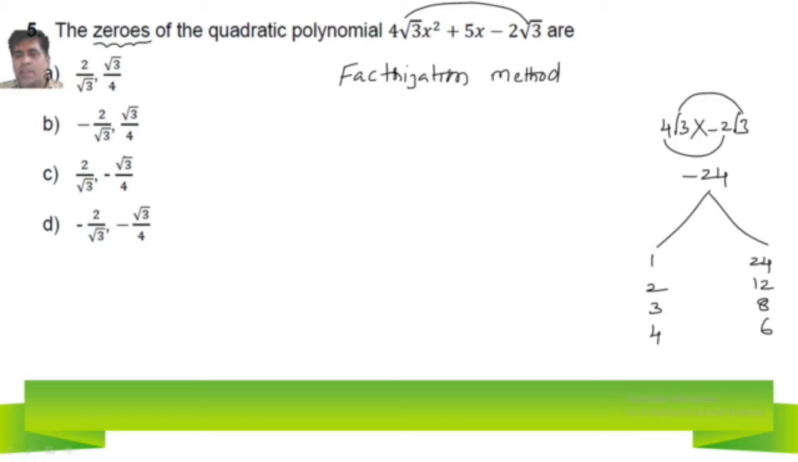So that's all. These many pairs are available for 24, and we have to pick the one that suits us. Which pair suits us? If you multiply the two numbers, you should get minus 24. If you add the two numbers, you should get positive 5. So ab should be minus 24. Your multiplication should be minus 24, and your addition should be positive 5.